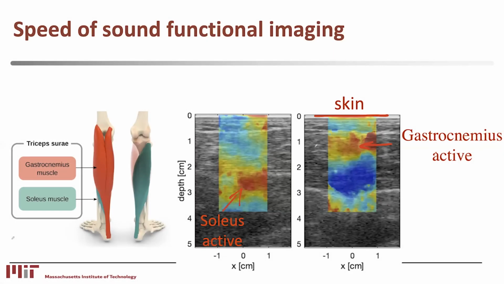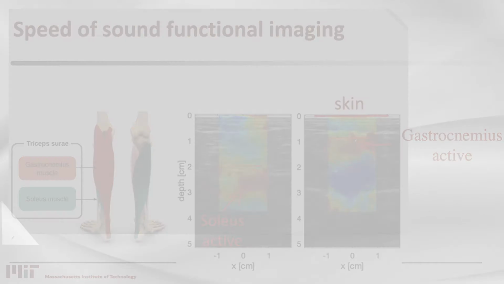Again, turning to the gastrocnemius and soleus example, here we see initial results measuring action. Red are high sound speeds correlated with contracted muscle. Green and blue is lower sound speed correlated with relaxed muscle. We see clearly the distinction between the activation of the soleus on the bottom in the left image and the gastrocnemius in the top in the right image.